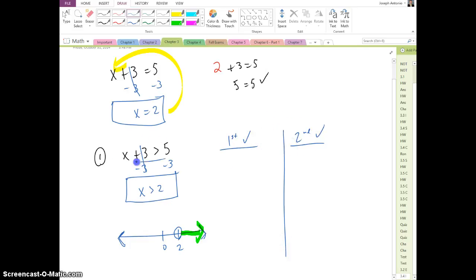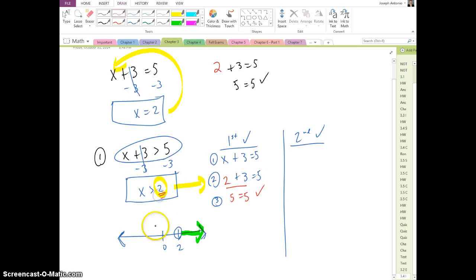I say take your original inequality and make it an equation. Say x plus 3 equals 5. Then take your answer 2 and plug it in for x. So I'm going to write it in red here: 2 plus 3 equals 5. And we want the left side to equal the right side. So we add these together, 5 equals 5. It means that 2 is good.